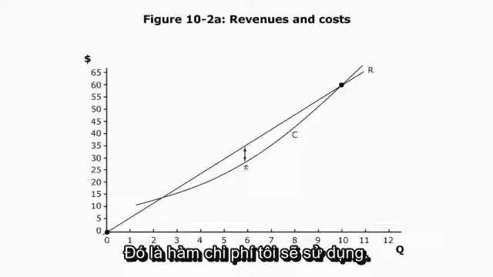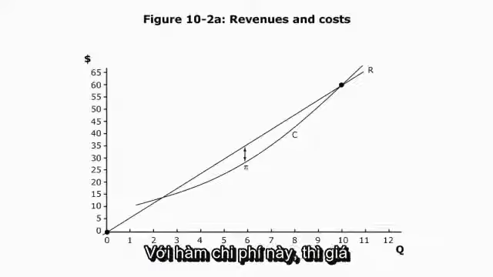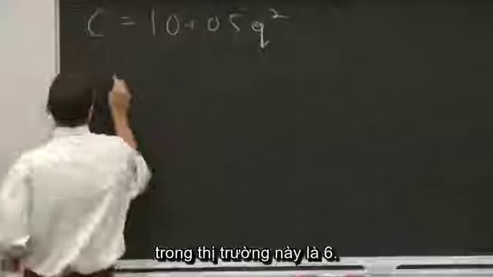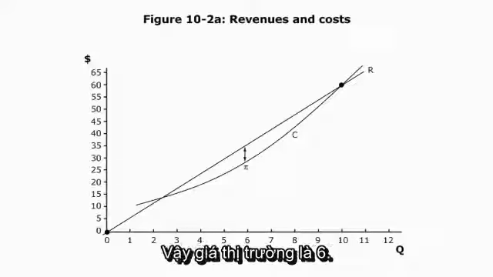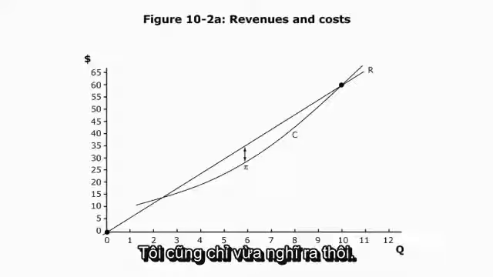Okay, that's the cost function I'm going to use. So armed with that cost function, let's say the price in the market is 6. Just pull it out of my hat. I don't even say it's a market for whatever. We're just doing an example.